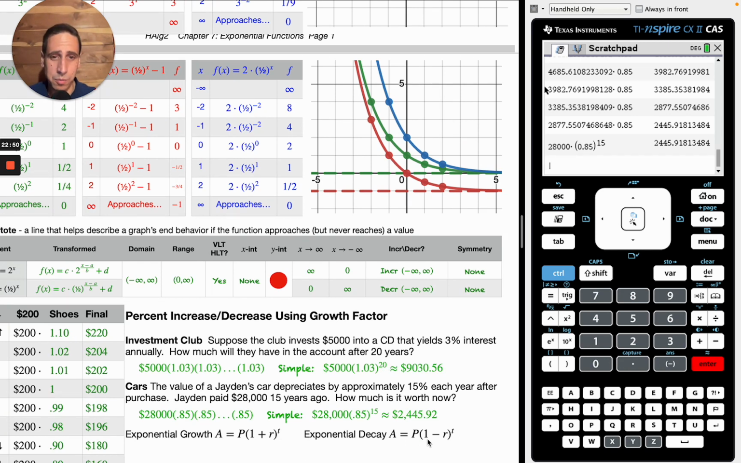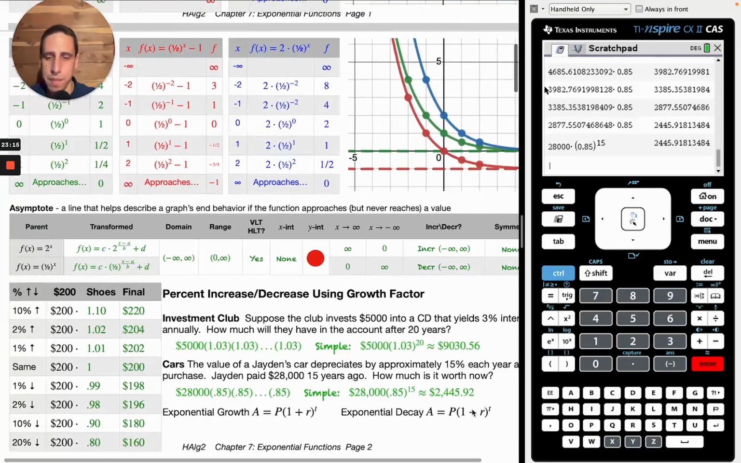Decay is very similar, except it's just subtraction. A is the final amount. P is the principal. Like here, it's 28,000 times 1 minus 0.15 to get the 0.85. Raise that 15 times, and that's what you'd get here. 28,000 times 1 minus r, which gives you the 0.85. Raise to 15. Anyway, that's it.